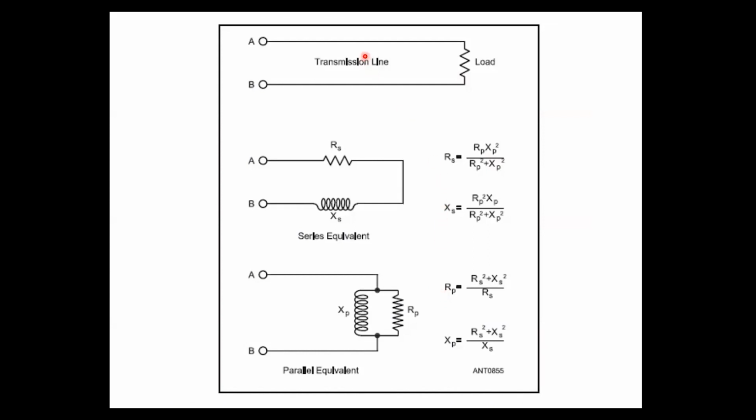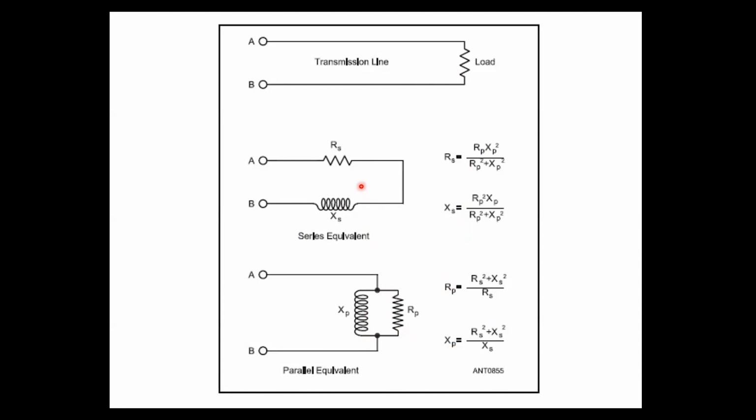Now, here are three separate examples. Here's a transmission line with a load on it. So this is the transmission line and the load. I can display this as a series equivalent circuit of this transmission line, or a parallel equivalent circuit of that transmission line. All three of these are the same. And this, by the way, is in the ARRL antenna book. And it includes equations for converting between parallel and series equivalent circuits.